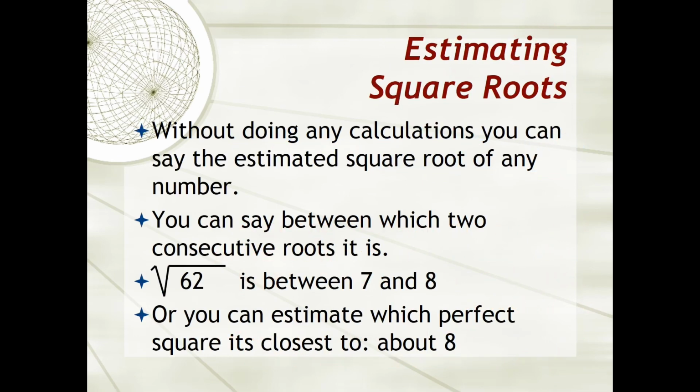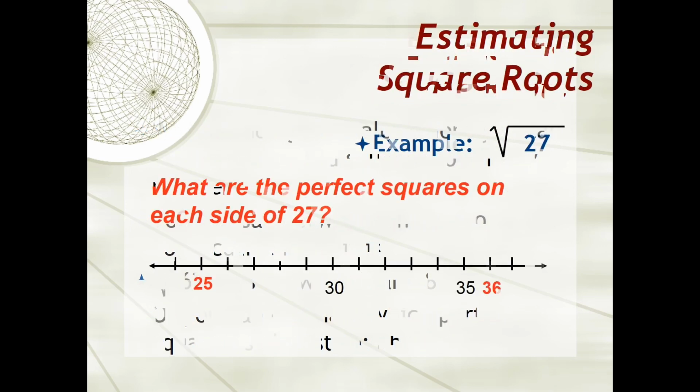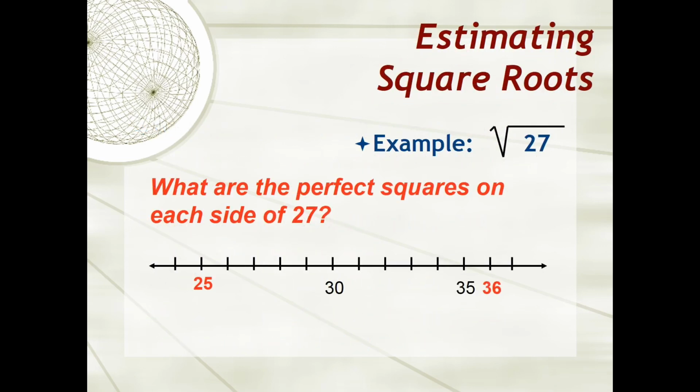Now, if we wanted to figure out the square root of 62 without doing any calculations, you could just say which two consecutive roots it is between. So we know 62 is close to 64, that's above it, and then 49, that's below it. So we just need the square roots of 49 and 64, which are 7 and 8. So you could just say it's between 7 and 8. It's not exact, but it's what we have to work with. So what are the perfect squares on each side of 27?